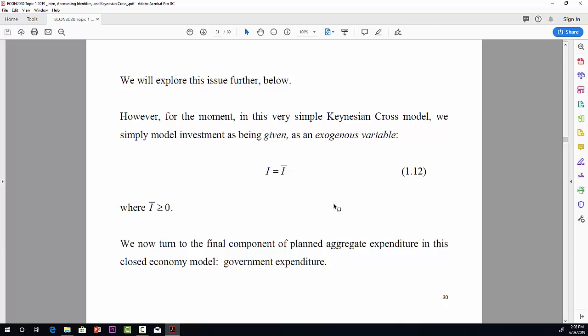We'll look at these present values. However, for the moment, we're going to look at a very, very simple Keynesian cross model, where investment is just given. This is a very simplistic theory of investment. Again, we will relax that, and we'll have more general theories as we go to more sophisticated models. But for the moment, suppose investment is just given as an exogenous variable. So I is equal to I bar. Whenever I put a bar over a variable, what I always mean by that is that it's fixed. So I bar is some positive or at least non-negative value.